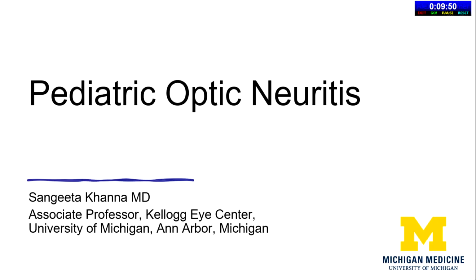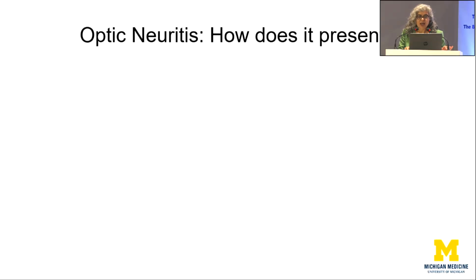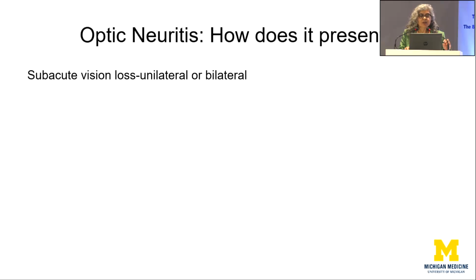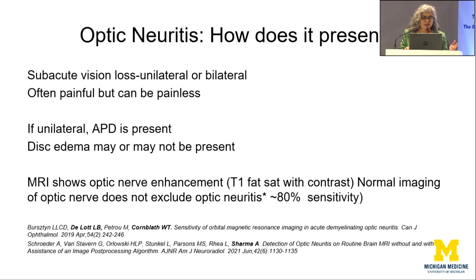I see both children and adults for neuro-ophthalmology problems. Today we'll focus on pediatric optic neuritis. I have no financial disclosures. How does a child present when they have optic neuritis? Acute or subacute vision loss, unilateral or bilateral, and the children may or may not complain of pain. Some will say headache. The fundus may be normal, and an APD will only be present if it's unilateral. That's to be remembered, since you may not have disc edema.